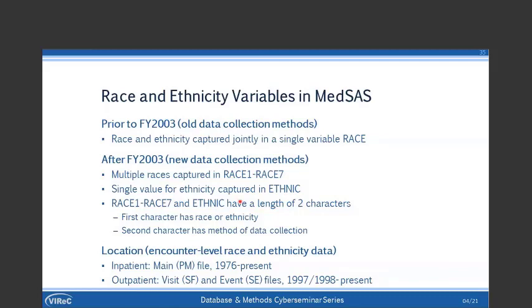Under these newer collection methods, both race and ethnicity have a length of 2 characters, and the first character denotes the race or ethnicity, and the second character has the method of data collection. Unlike the CDW data, these are encounter-level race and ethnicity data, so you will have the history of what had been in the record at the time of the patient encounter. It will not be the most recent data. If the visit occurred in 2010, it will be what had been on that date in 2010. Inpatient data are available from 1976 onward, and outpatient data from about 1997 or 1998 onward.